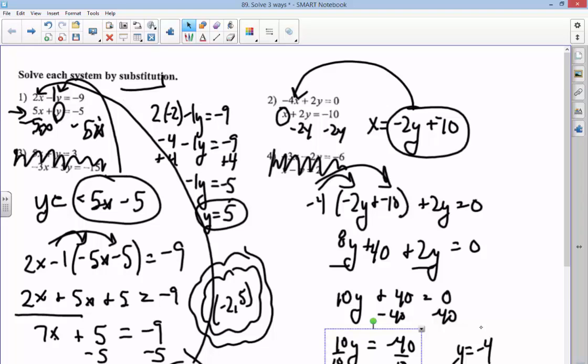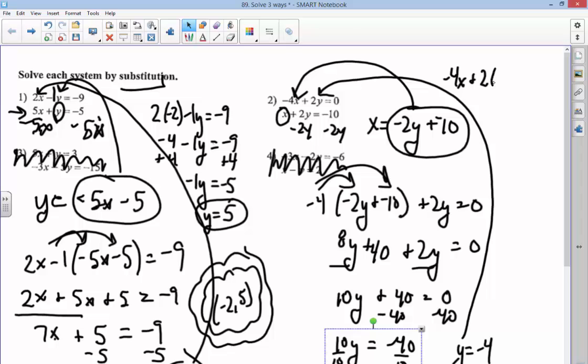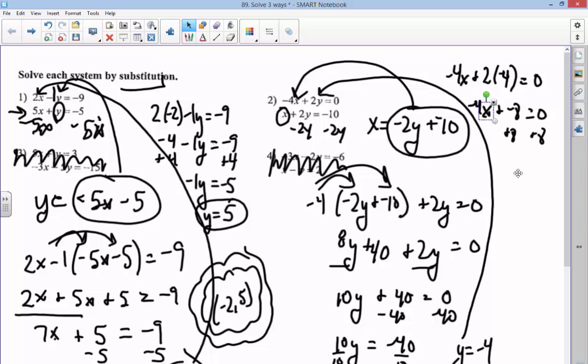You're going to take that right back up to one of the two initial ones. You might as well go, it doesn't matter, you'll get the same answer, into the top. So negative 4x plus 2 times negative 4, which is getting substituted in for y, equals 0. So negative 4x plus negative 8 equals 0. Add 8. Negative 4x equals 8. Divide by negative 4. X equals negative 2. So the ordered pair solution, negative 2, negative 4.